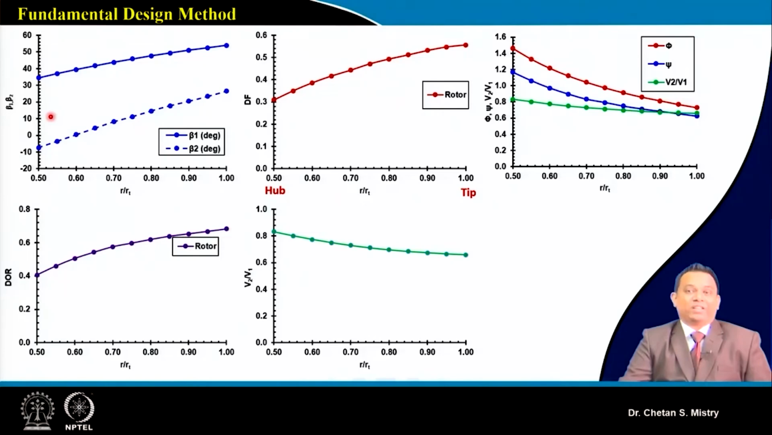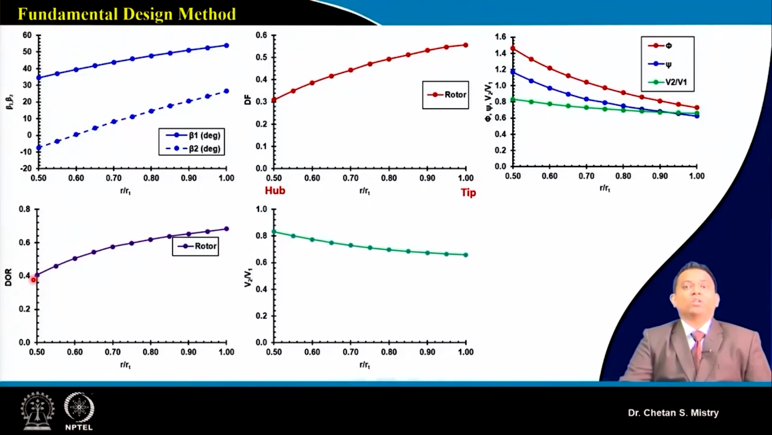Now in this case, this is representing my diffusion factor, and as we have discussed, it shows a higher diffusion factor near the tip region and comparatively lower at the hub. Now this is representing how my velocity components, loading coefficient and flow coefficient are varying, and this is the degree of reaction. You can see my degree of reaction is varying from 0.4 to 0.68.